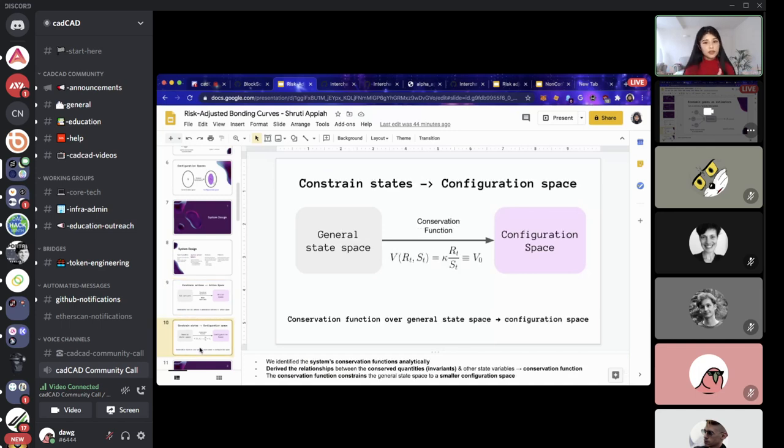Similarly, we also limited the general state space using conservation functions. Conservation functions are similar to the conservation laws that we were talking about earlier, to limit it to a much smaller configuration space.